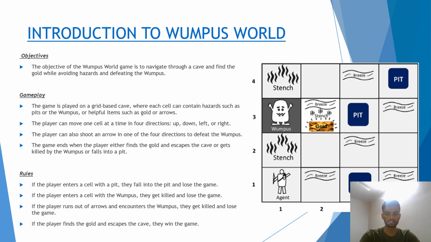Now coming to the rules of the game, how the game works and the rules by which it is played. If the player enters a cell with a pit, they fall into the pit and lose the game. If the player enters the cell with the Wumpus, they get killed and lose the game. If the player runs out of arrows and encounters the Wumpus, they get killed and lose the game. If the player finds the gold and escapes the cave, they win the game.